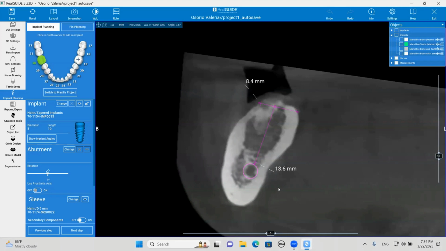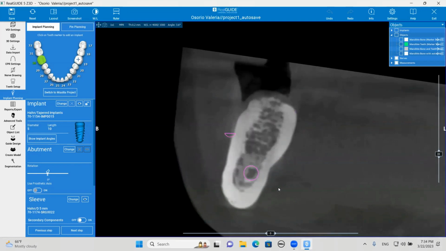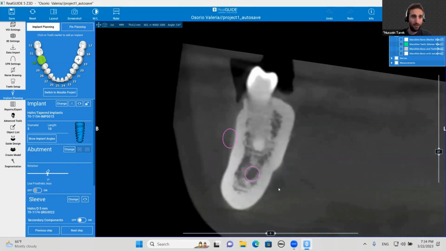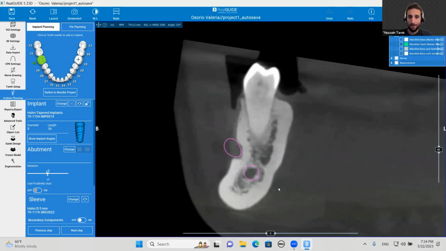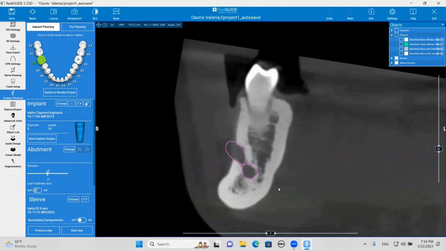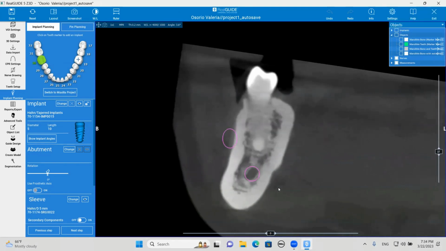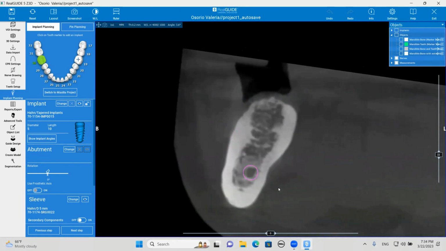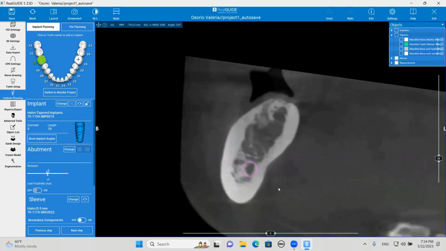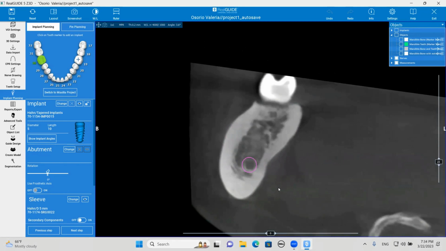Let's scroll back and forth. Let's look at some other cross sections here, Hussein. I'm moving right now towards tooth number 29. Okay. So she almost has a little bit of osteopenia going on. Let's go back to this extraction site.